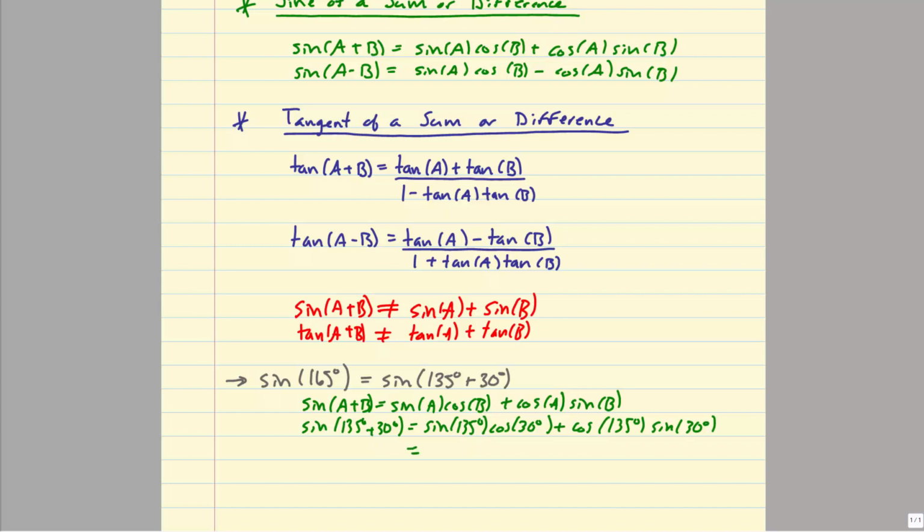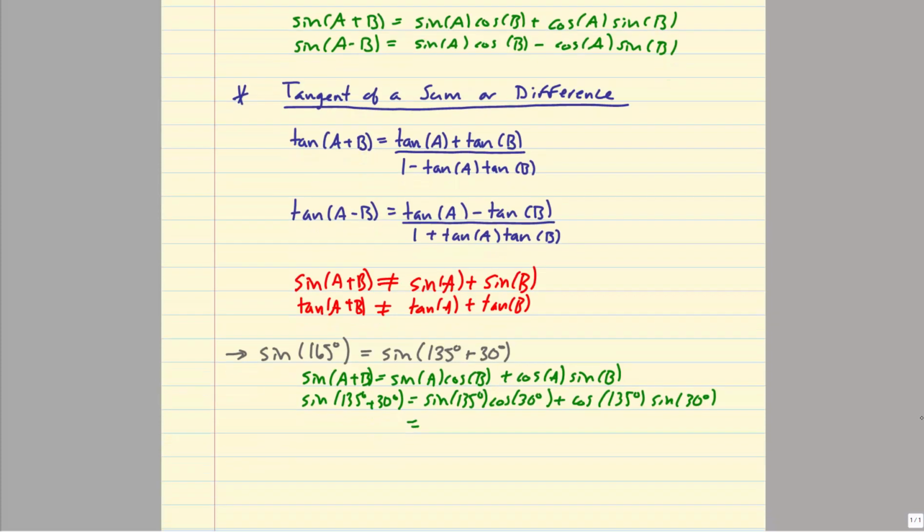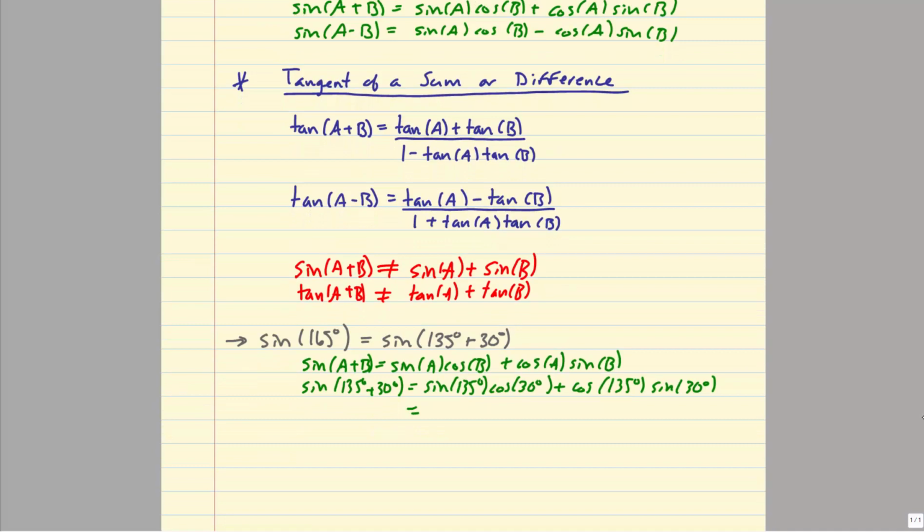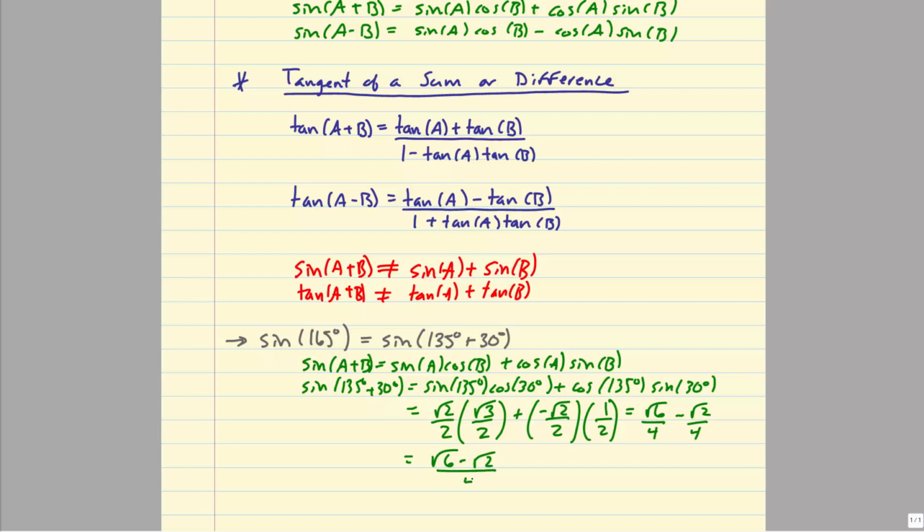So now the sine of 135 is in quadrant 2, and it's a multiple of 45 degrees, and so the sine would be square root of 2 over 2. Cosine of 30 is in the first quadrant, so it's positive, square root of 3 over 2. The cosine of 135 is in the second quadrant. Cosine is negative in the second quadrant, so negative root 2 over 2. And the sine of 30 is 1/2. So rewriting these, I end up with root 6 over 4 minus root 2 over 4. And of course I can rewrite that as a single fraction, root 6 minus root 2 all over 4.